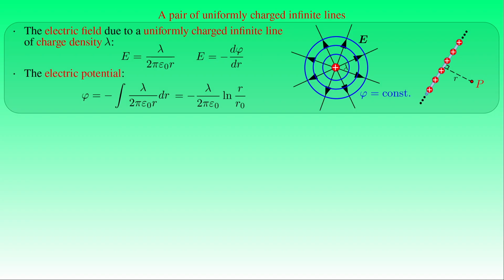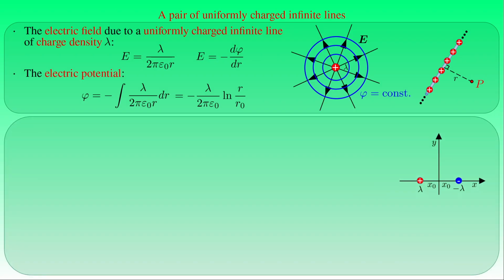Now we consider the electric field due to two parallel uniformly charged infinite lines of opposite polarity, plus and minus lambda, where the distance between the two lines is given by 2 times x0 in the coordinate system with the origin at the midpoint of the two line charges. The xy plane is perpendicular to the line charges and the distance of each charged line from the origin is equal to x0. We want to determine the potential phi of the field produced by the two charged lines at an arbitrary point P, where the distances r sub plus and r sub minus of the point from the line charges are determined by the Pythagorean theorem.